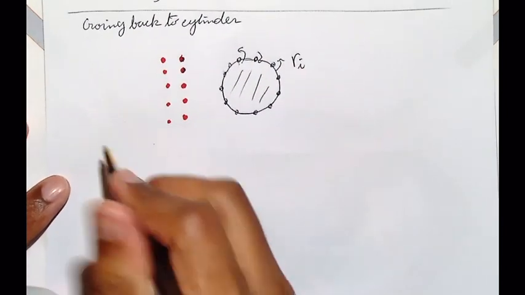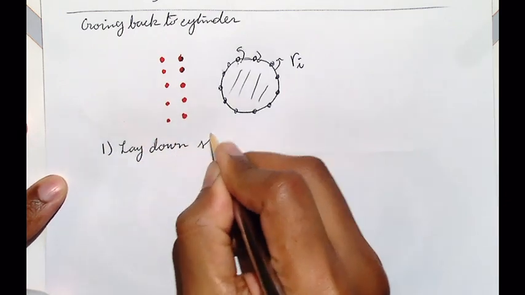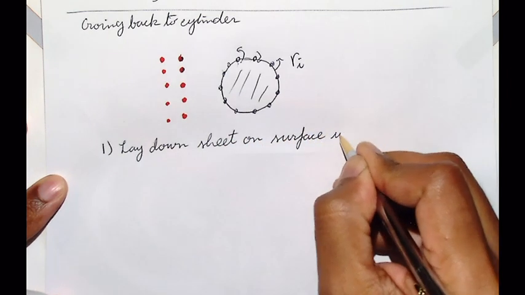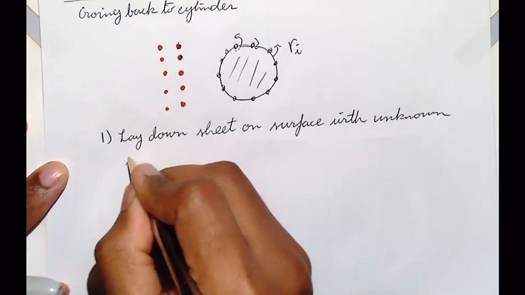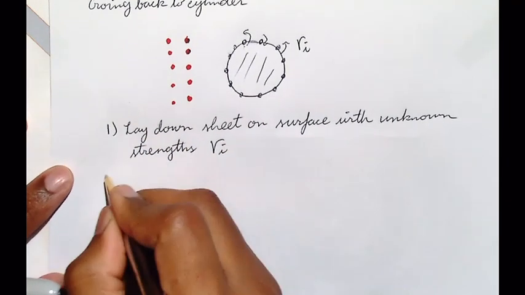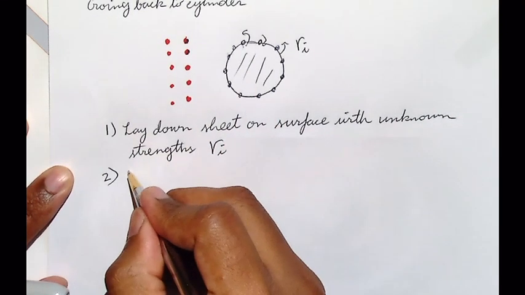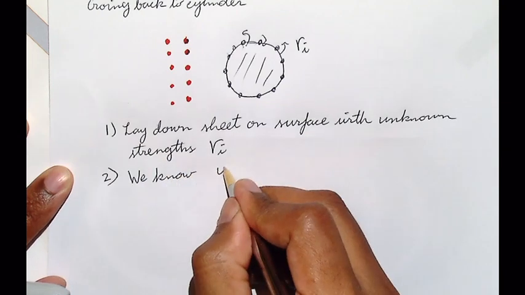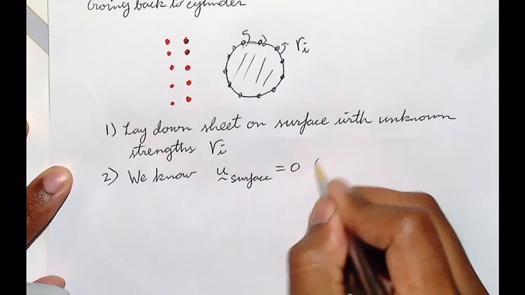So one is, lay down a sheet on the surface with unknown strengths, gamma. Two is, we know U on the surface should be equal to 0, assuming the cylinder is static.